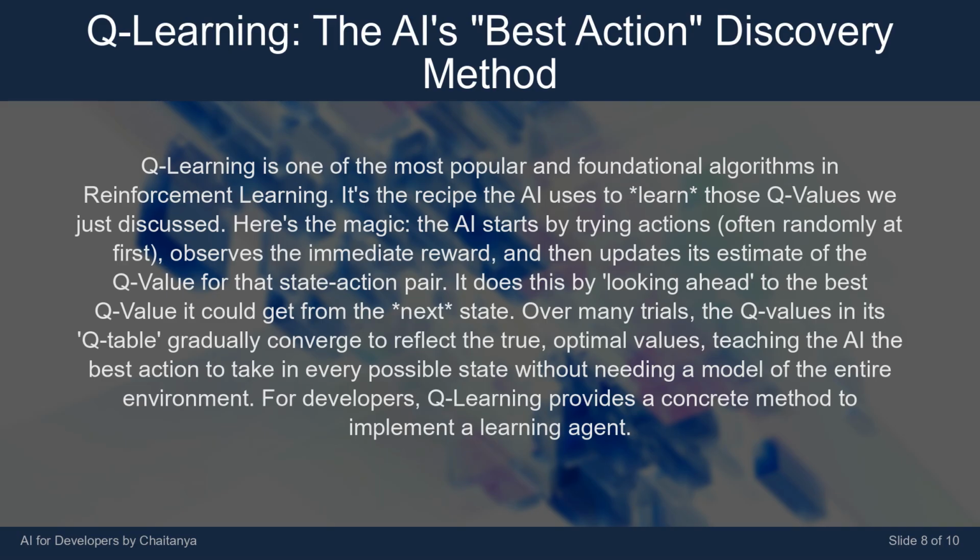It does this by looking ahead to the best Q value it could get from the next state. Over many trials, the Q values in its Q table gradually converge to reflect the true optimal values, teaching the AI the best action to take in every possible state without needing a model of the entire environment. For developers, Q learning provides a concrete method to implement a learning agent.